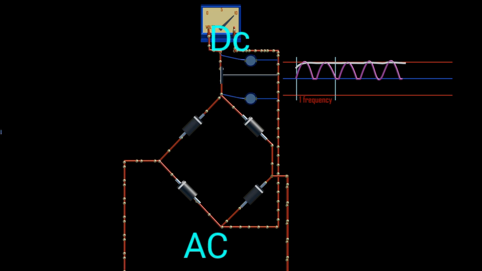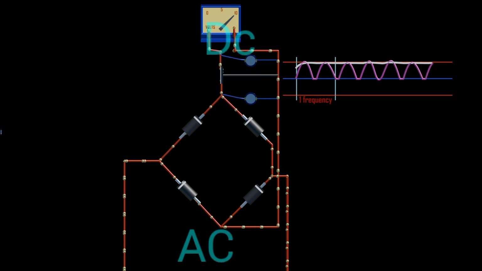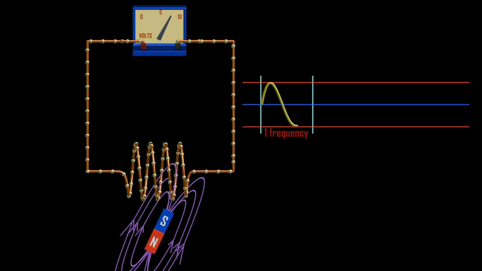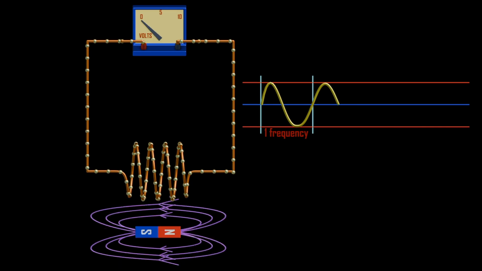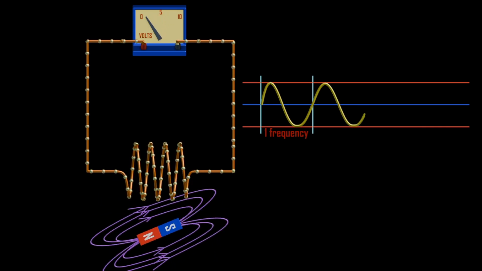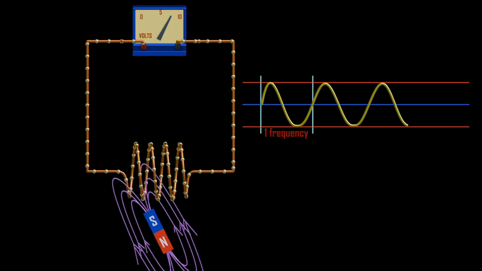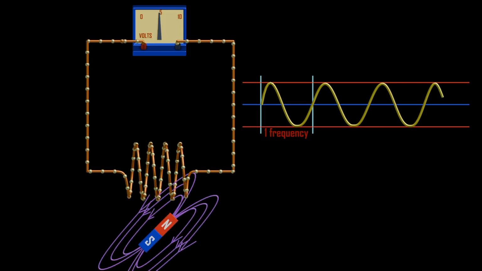Rectification is the conversion of an alternating current into a direct current. This involves a device that only allows one-way flow of electric charge. Let's understand how alternating current works. Through Faraday's law, when the magnetic field cuts the coil, there is an induction of electromotive force.